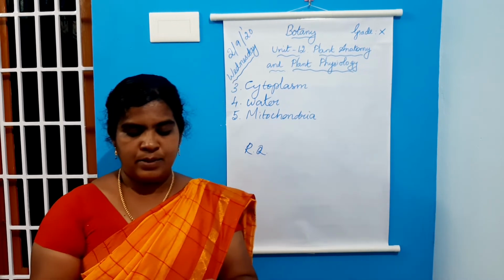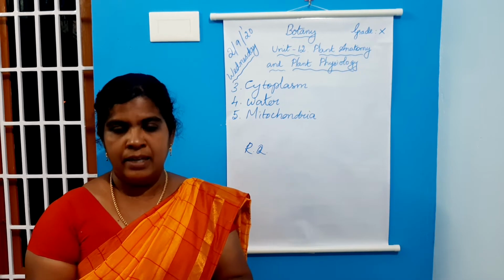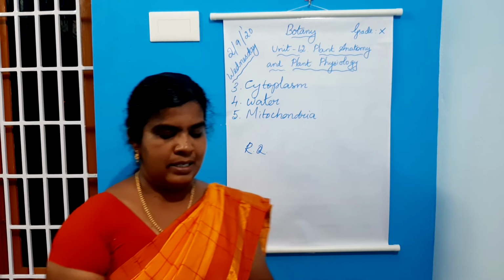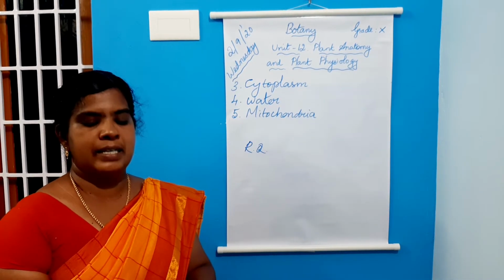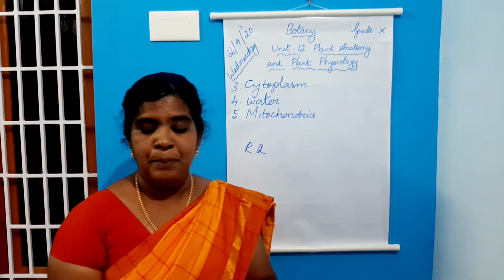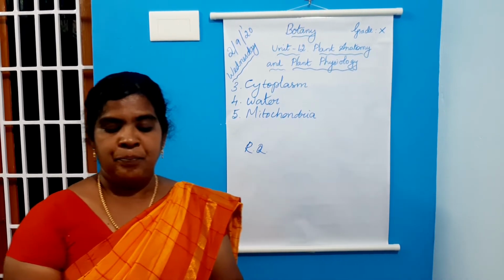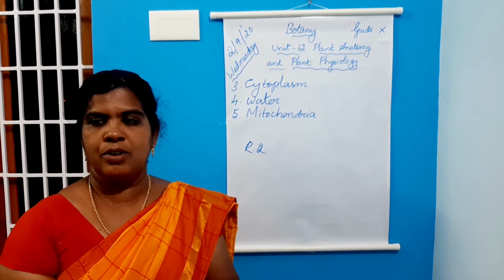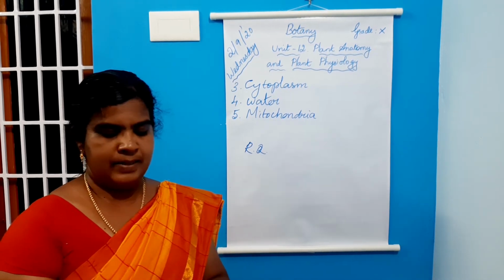Fourth one, which is formed during anaerobic respiration? Option B is correct, that is ethyl alcohol. Then fifth one, Krebs cycle takes place in which option? Option B is correct, that is mitochondrial matrix. Sixth question, oxygen is produced at what point during photosynthesis? Option C, that is when water is split.